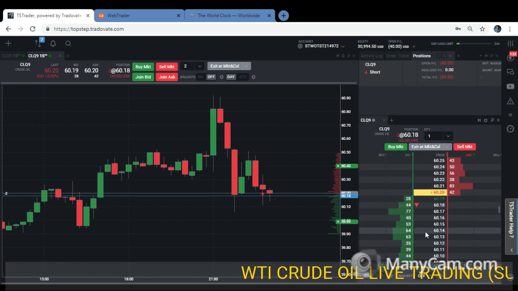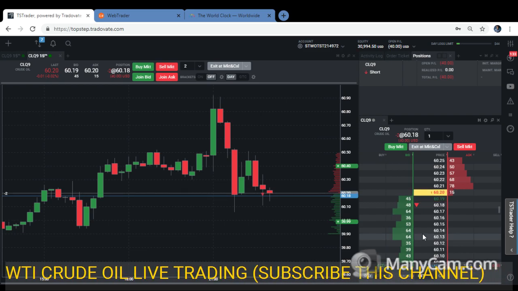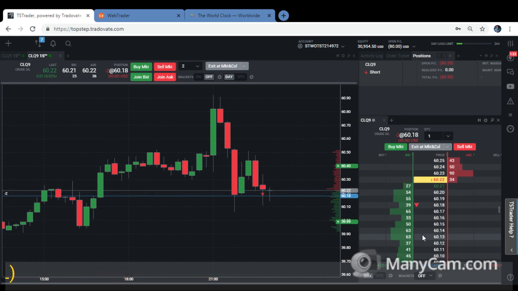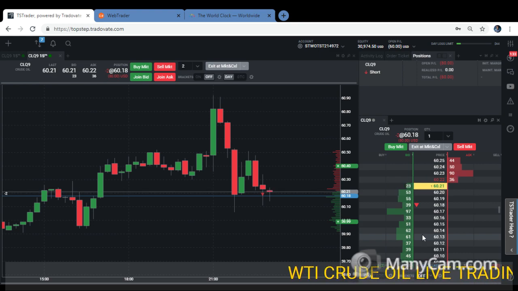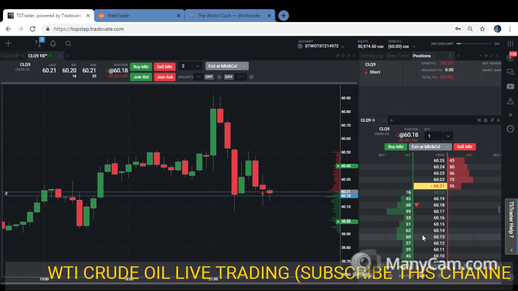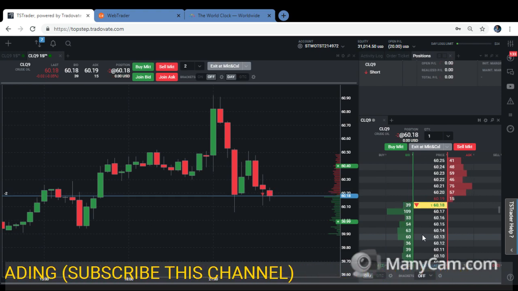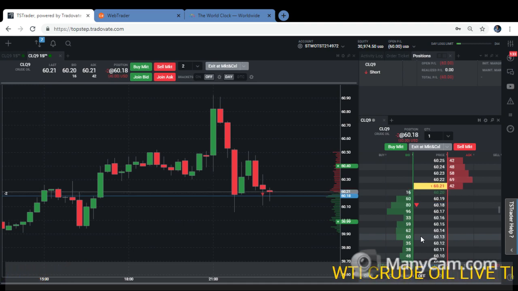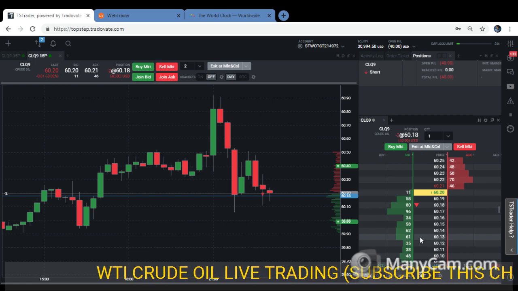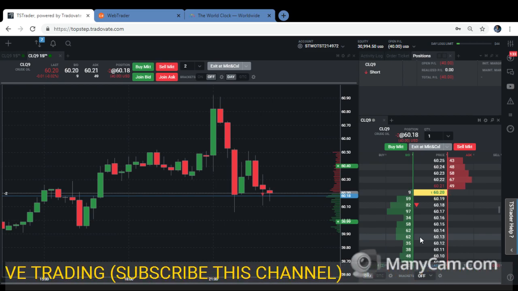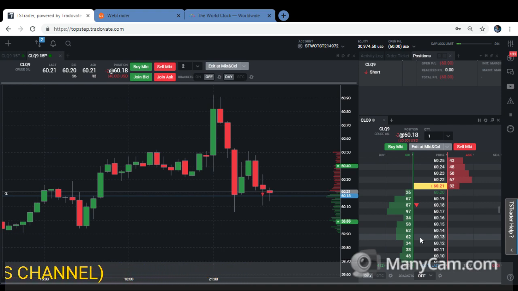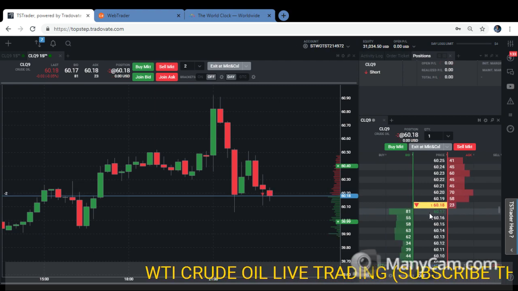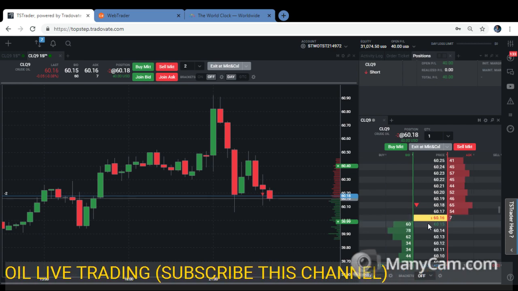Now the price is back to where I entered the market. Okay, doesn't look good. If the price tries to reverse back, then okay, there's a high volume here at 60.17, 2 ticks away. Okay, it just made it trigger. Now it moved down.